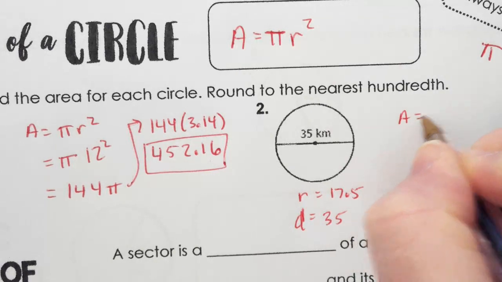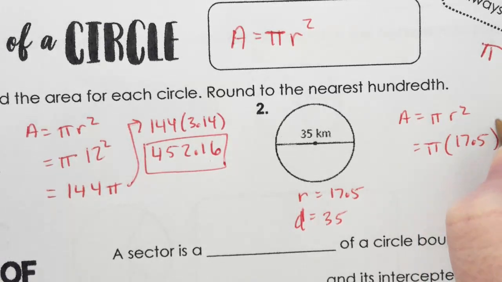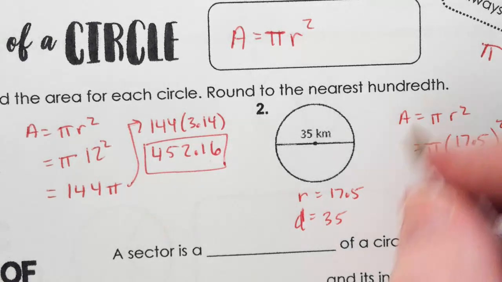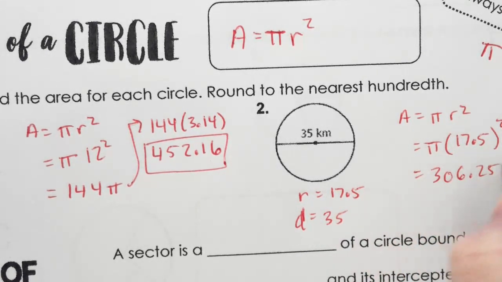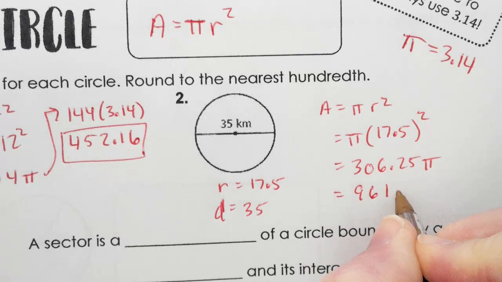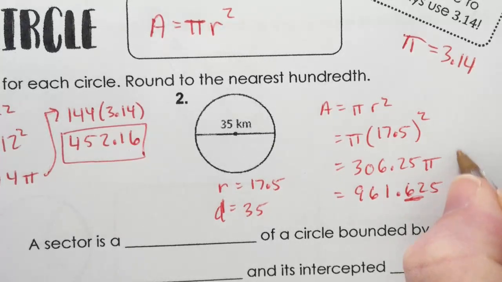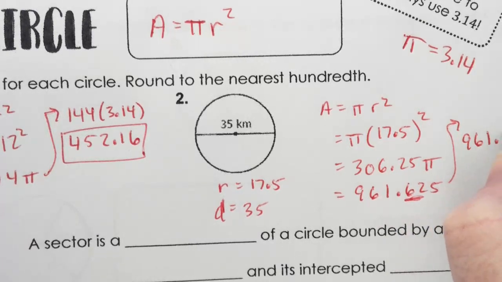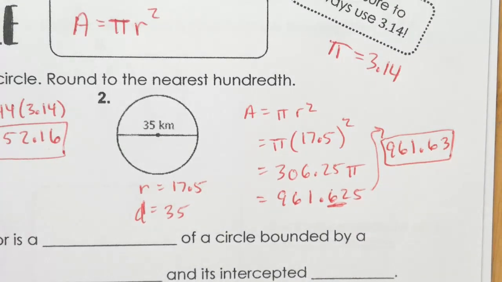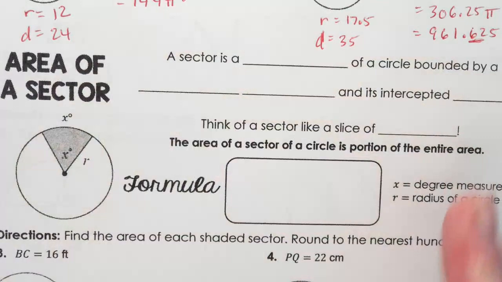All right, so now your area is pi r squared. That is pi 17.5 squared. So 17.5 squared, we would have 306.25 pi. And you multiply by 3.14, so we would have 961.625, and they said to nearest hundredth. That has 3 decimal places, so our final answer, ran out of room, is 961.63. And there's your final answer. All right, sweet. Let's keep going. You're going to have a bunch of practice with that, just getting the area and the circumference.